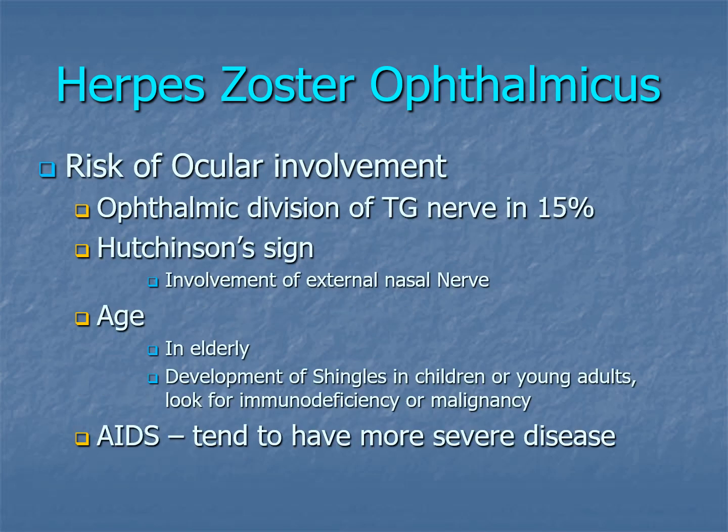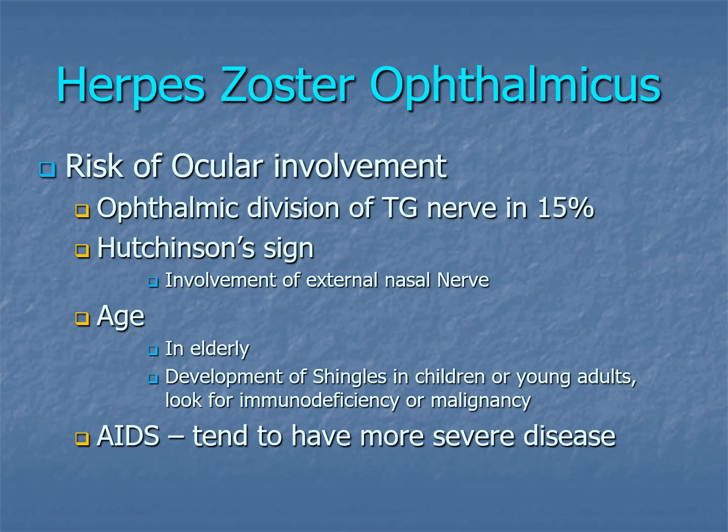So what is the risk of ocular involvement? The ophthalmic division of the trigeminal nerve is involved in 15% of cases, and whenever there is a Hutchinson sign, that is the involvement of the external nasal nerve, a branch of the nasociliary nerve, there are more chances in that very patient that it will involve the cornea and other ocular complications.